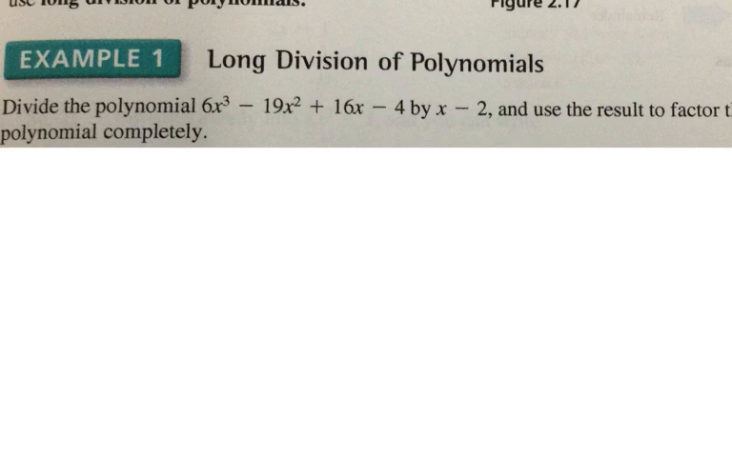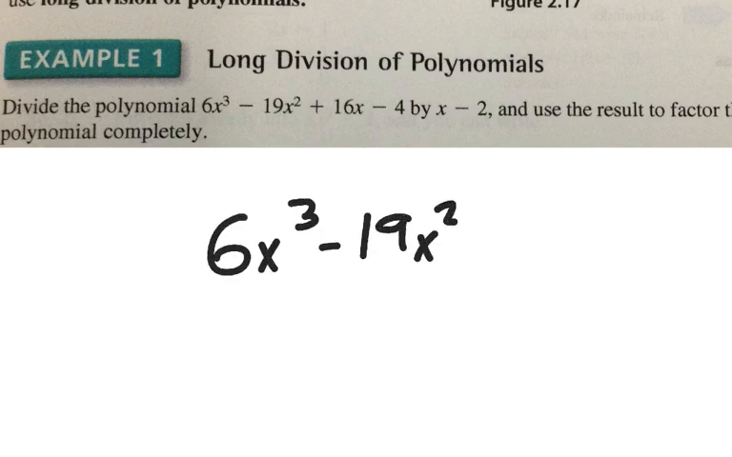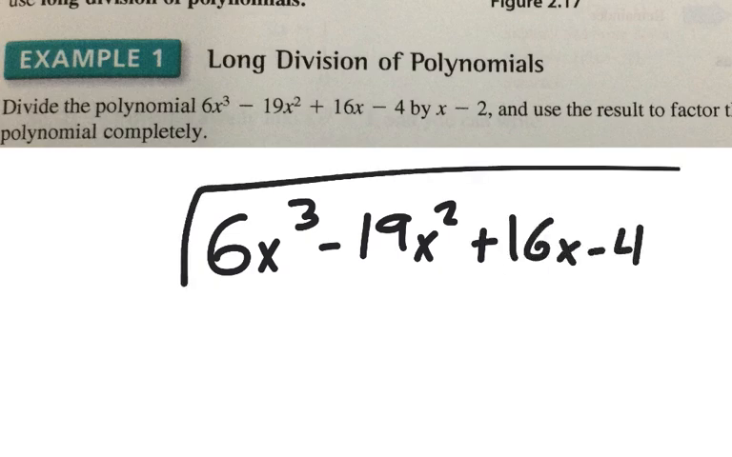Okay, so they're actually being kind of nice to us and telling us, hey, we think x minus 2 is a factor and you should divide by that. So, okay, let's do that. So we've got 6x cubed minus 19x squared plus 16x minus 4, and this is going to be divided by x minus 2. So this is our long division problem.